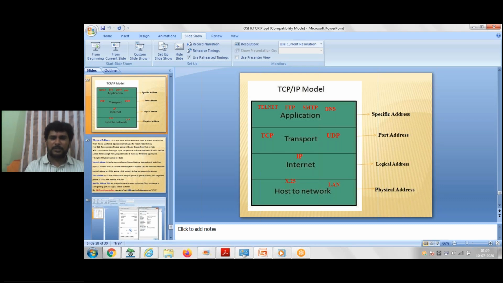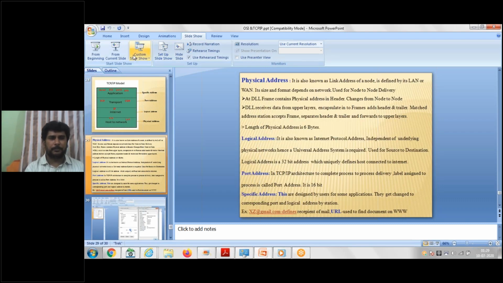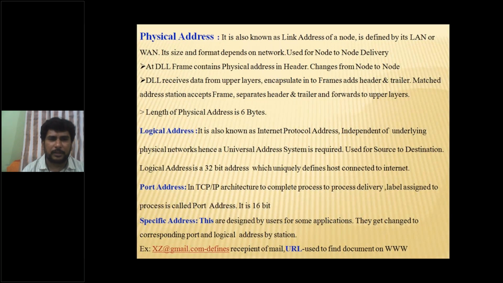Right? So what are the functions of each of these? The physical address, which is also called the link layer address or MAC address, is responsible for node-to-node delivery. The data link layer frame contains the physical address in the header. It changes from node to node, right? It receives data from the network layer, encapsulates it into frames, adds the header, and then passes it to the upper layers. The length of this physical address is 6 bytes.